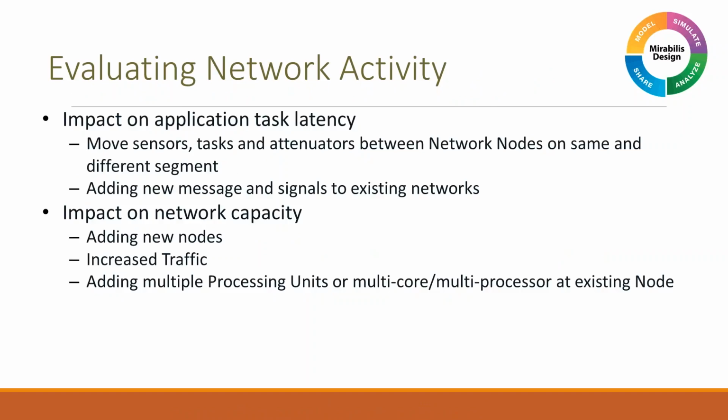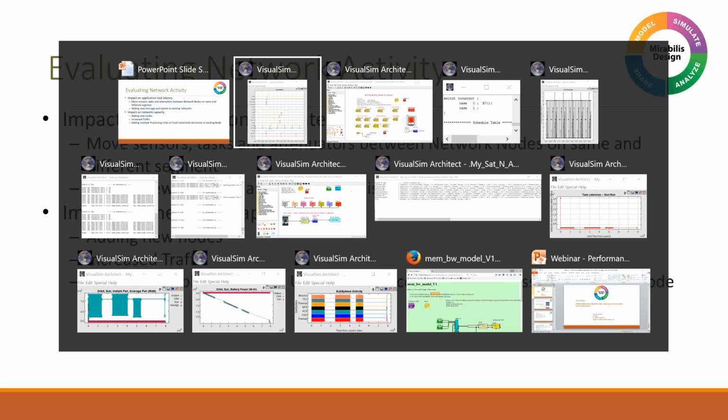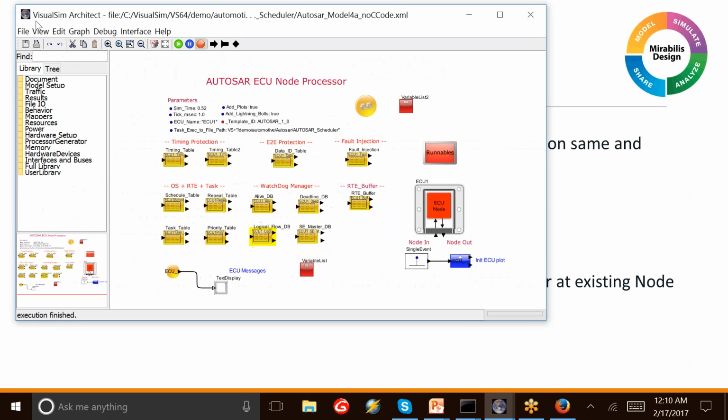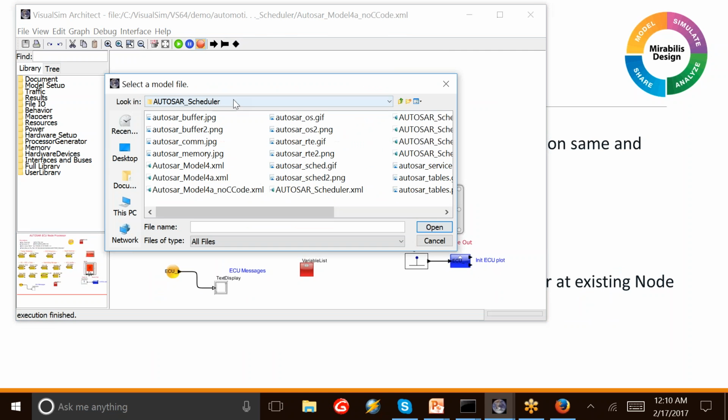From a network standpoint, I want to look at my application task latency, which is, do I keep all my sensor nodes in a small network of modules, or do I distribute them further across the network? What if I start adding more and more capacity to my network? How does that impact my system? Looking at system simulation of such a design.